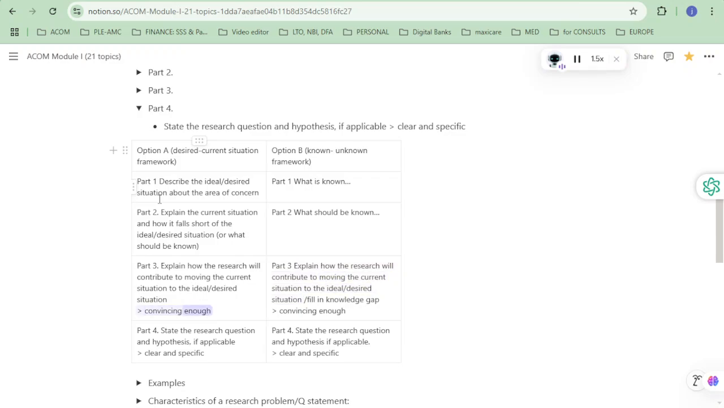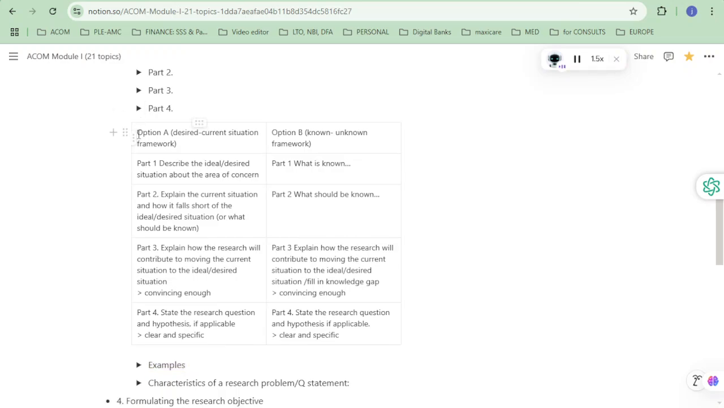Convincing enough. Part 3. Explain how the research will contribute to moving the current situation to the ideal/desired situation, to fill in the knowledge gap. Convincing enough. Part 4. State the research question and hypothesis, if applicable. Clear and specific. Examples. 1.